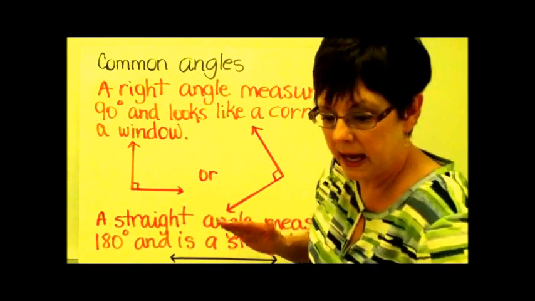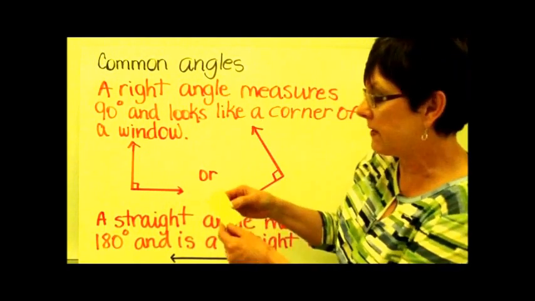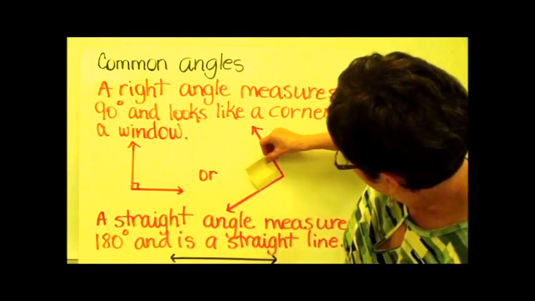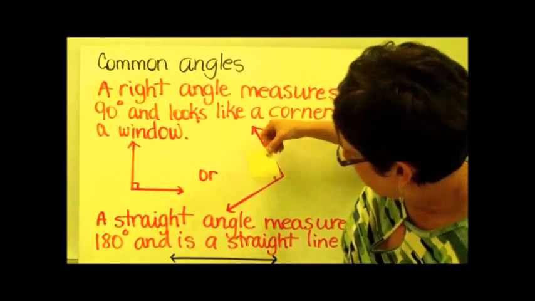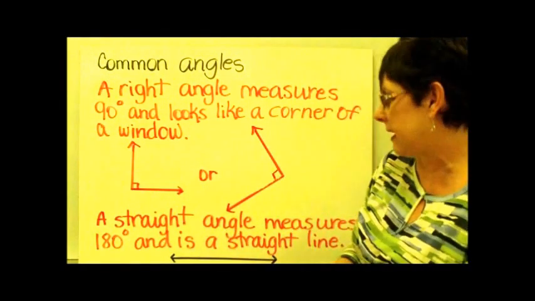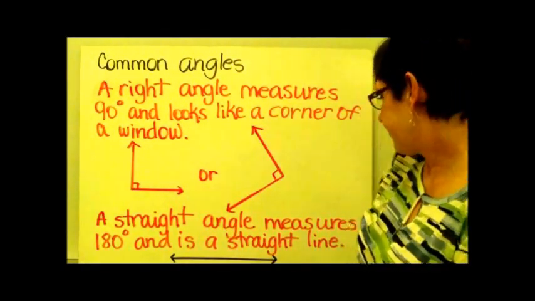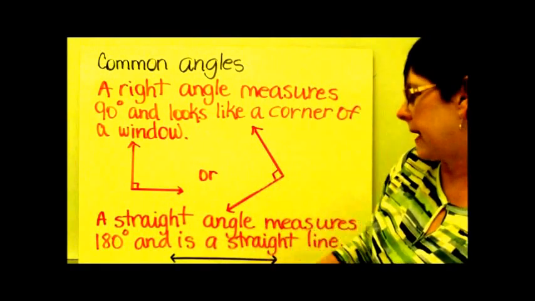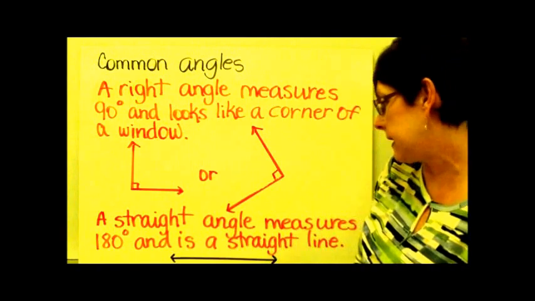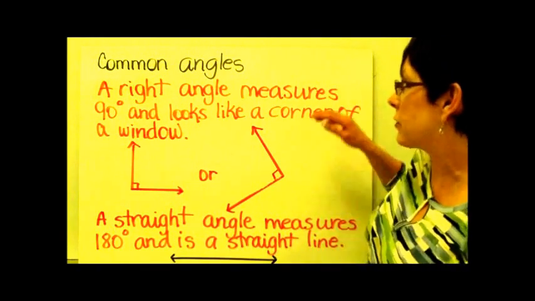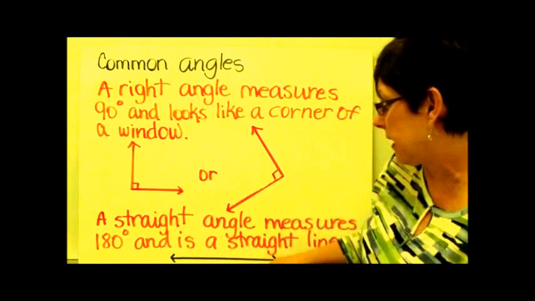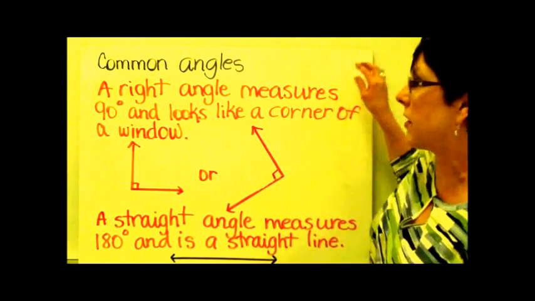Remember that we can take a corner of a piece of paper, in this case some sticky notes, and put it in the corner and gauge if it is a right angle or not. You can see by looking at that it is. Now, another type of common angle is a straight angle. A straight angle measures 180 degrees and is a straight line, which would look like this. Very easy to detect. It's just a straight line.